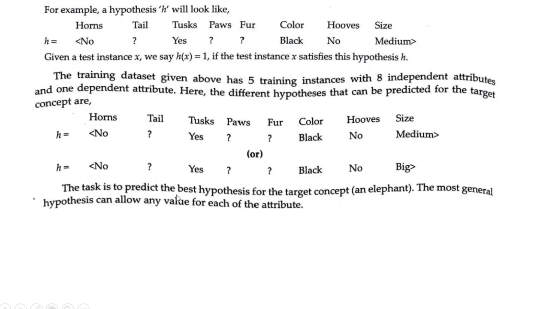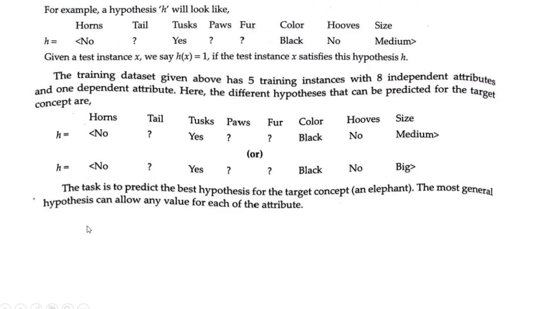So basically the task is to predict which is the best hypothesis to say that it is an elephant or not. To say that it's an elephant or not, that is what is called the target concept. We discussed concept learning in the last session. Concept learning is all about decision making, right? Where we categorize and make decisions. Here in this case we categorize based upon the features, these 8 features.